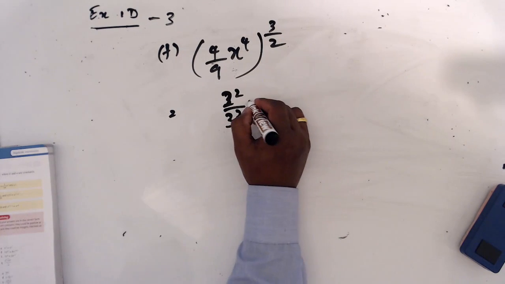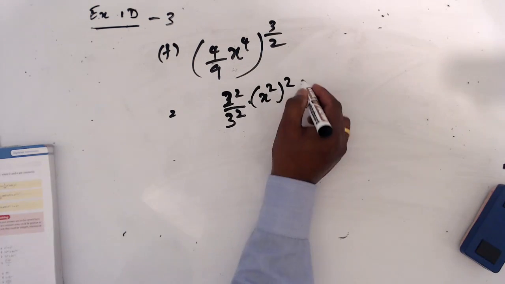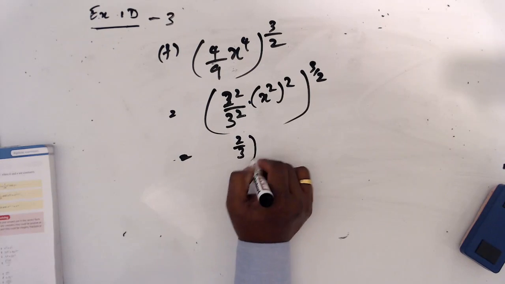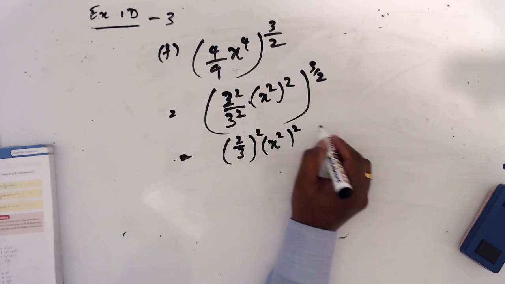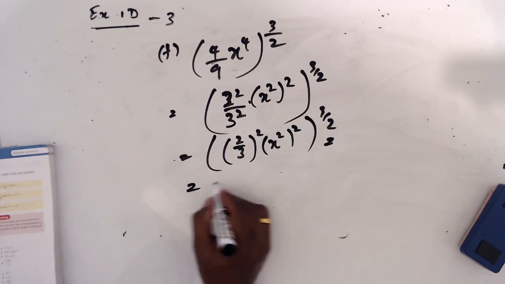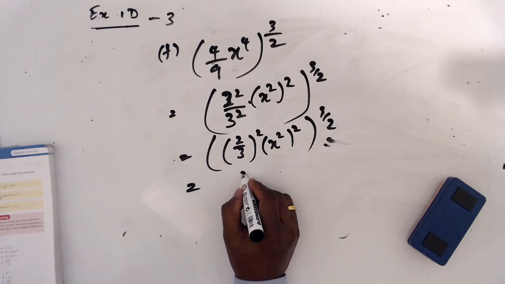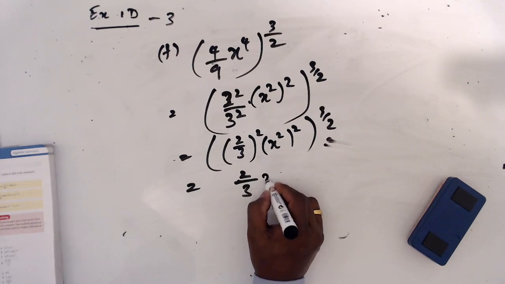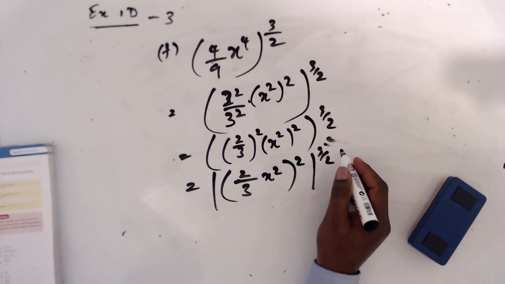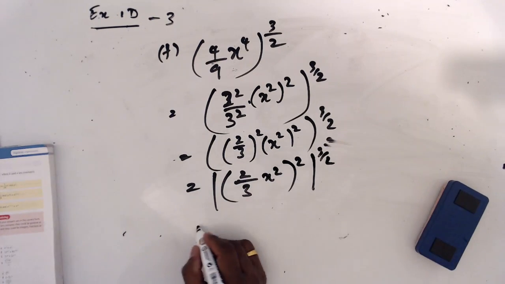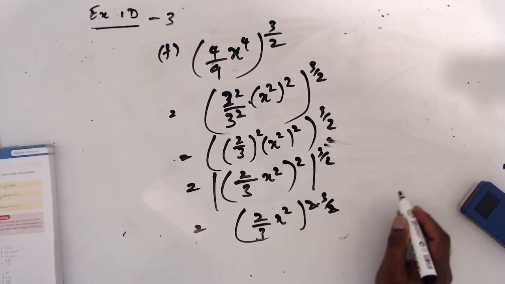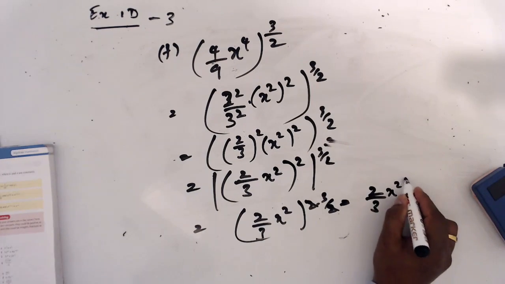Also, we can work 3 square, 2 square, 3 square, x square square 3 over 2. So this is going to be 2 over 3 square x square square 3 over 2. Then from here you can write 2 over 3 x square square 3 to the power 3 over 2. Then simplify 2 over 3 x square times 2 times 3 over 3. This is cancel out. This is 2 over 3 x square cube.